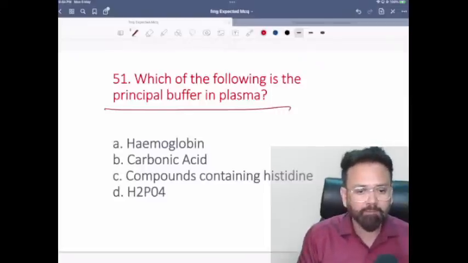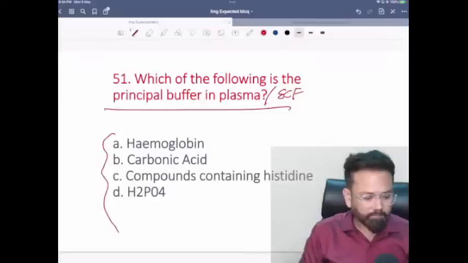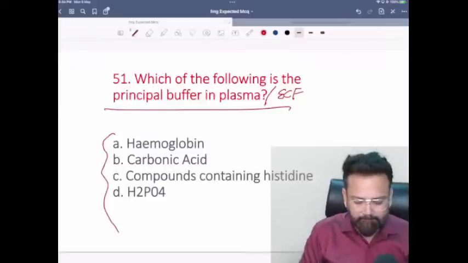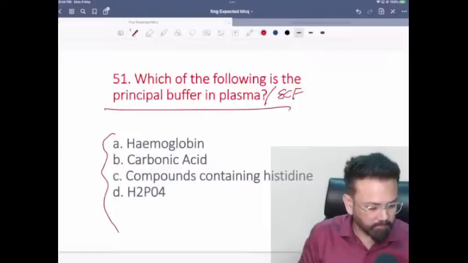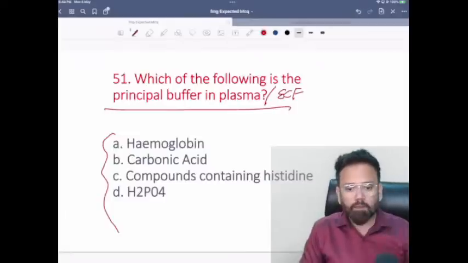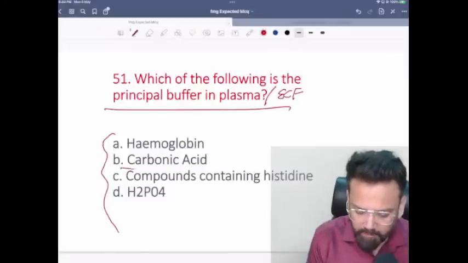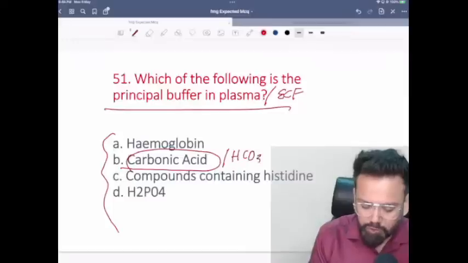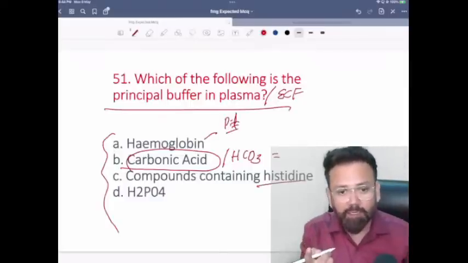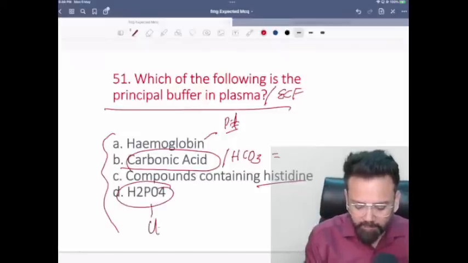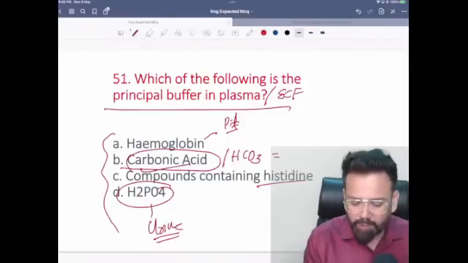Which is the principal buffer in the plasma? Yes, very good. Carbonic acid or bicarbonate is the most important buffer in the ECF. Hemoglobin or protein which contains histidine is the most abundant buffer in the body, not the plasma only. And this is in your urine. So the most important buffer in your body is bicarbonate, or we can say carbonic acid.